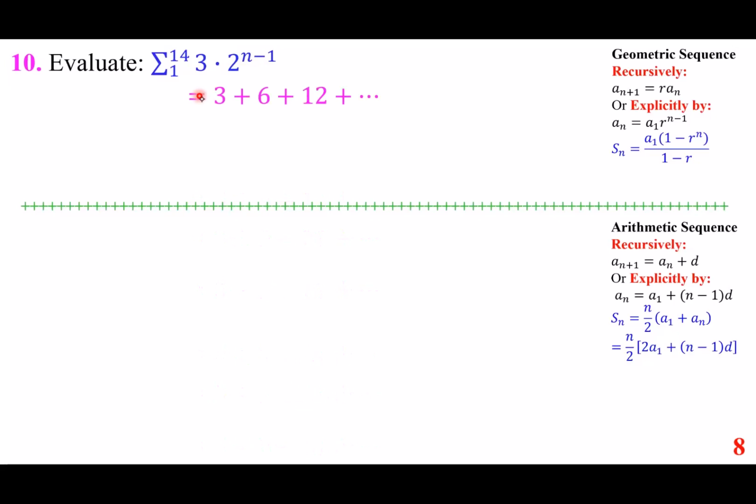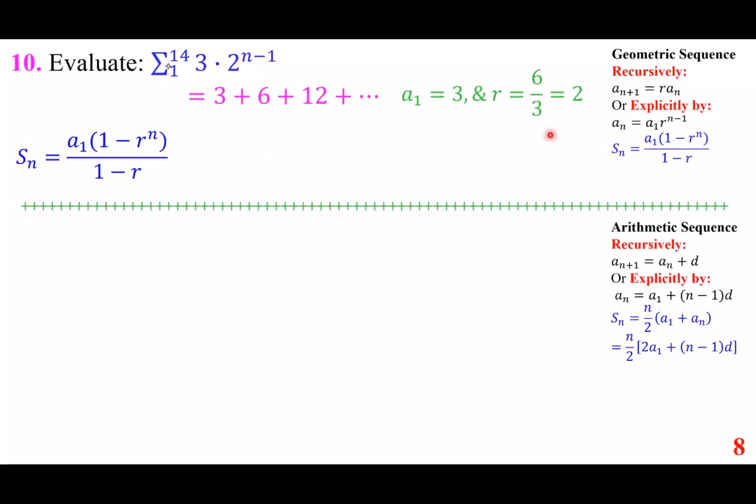And it continues indefinitely, which means we are dealing with a geometric sequence with A sub 1 equal to 3, and R is the ratio of these two: 6 divided by 3, 12 divided by 6. Both of them are obviously 2, because you have to check it. So now we want this summation.